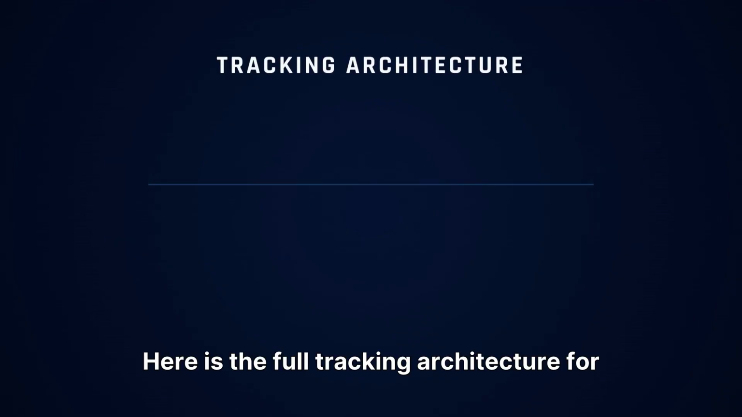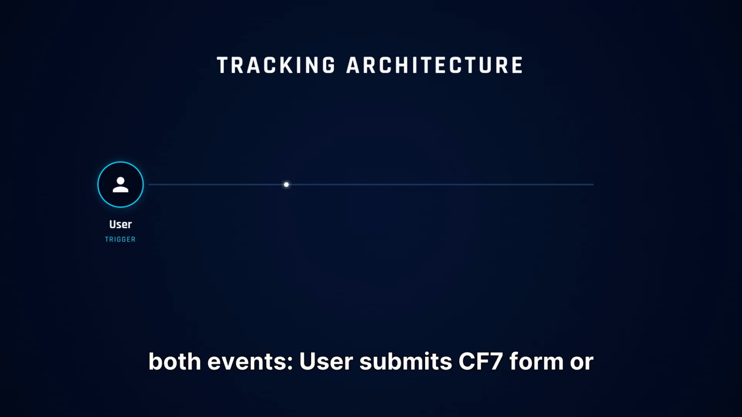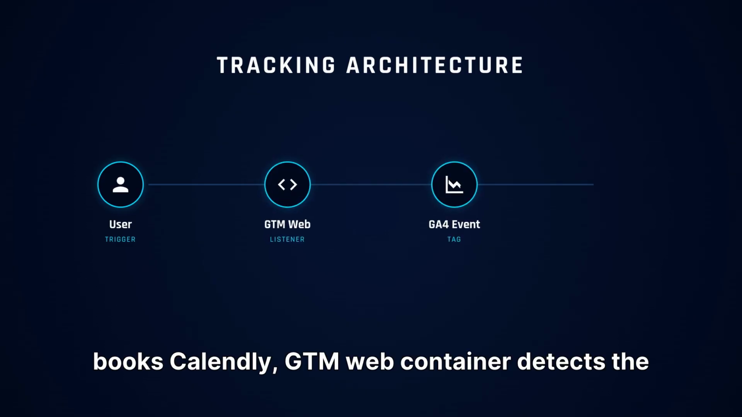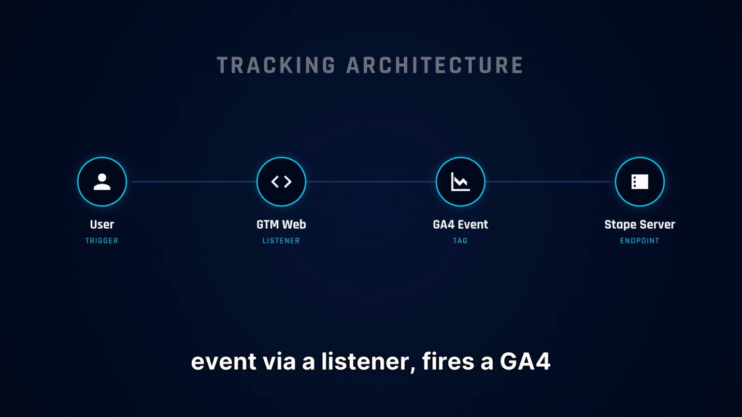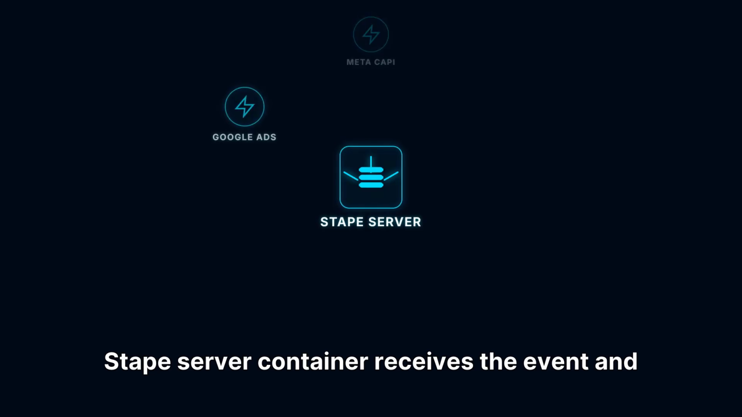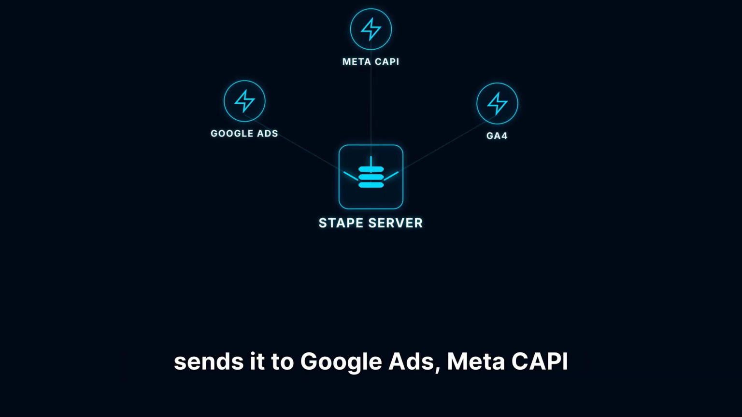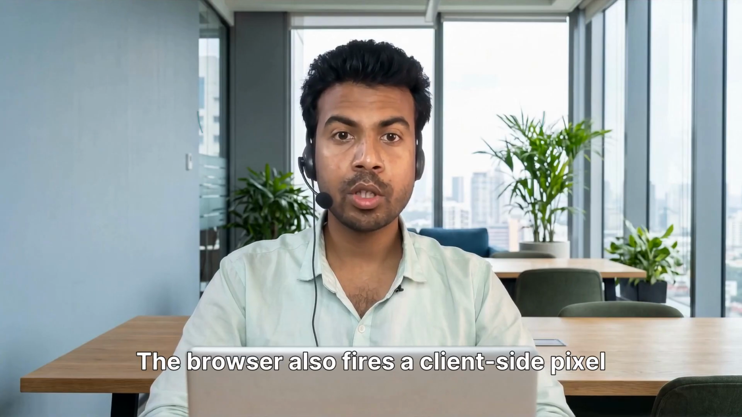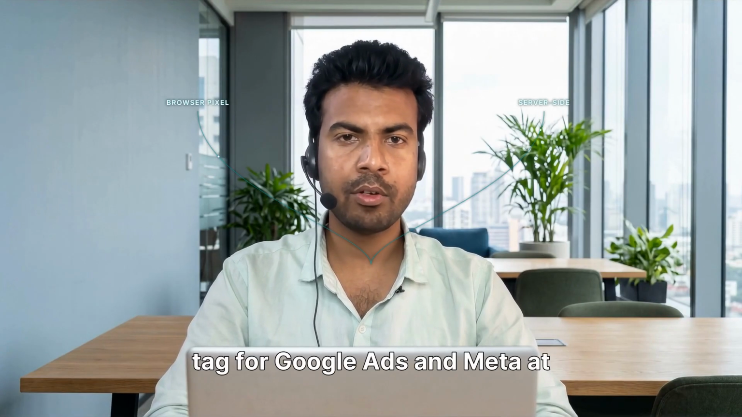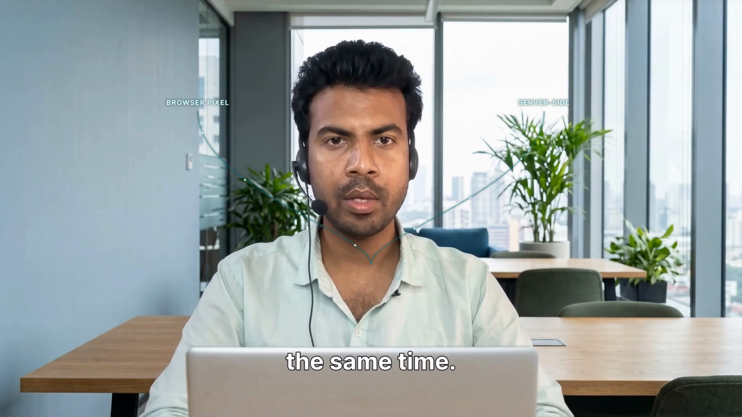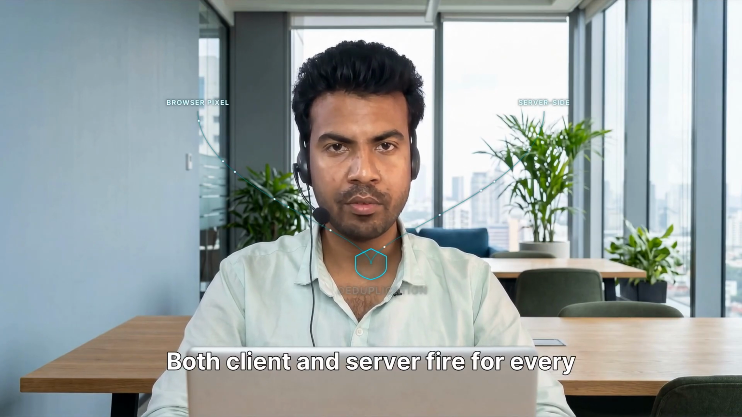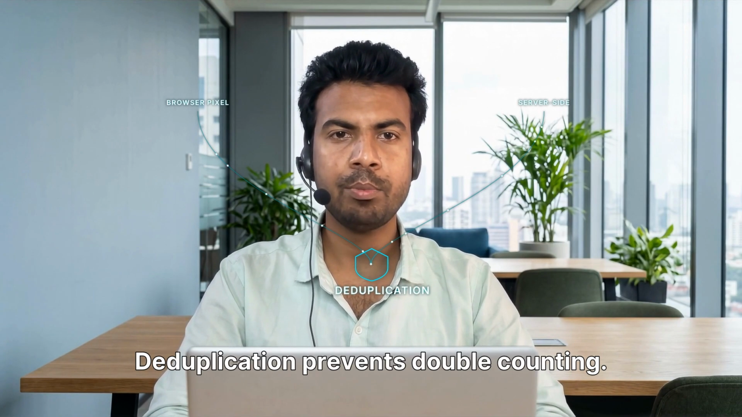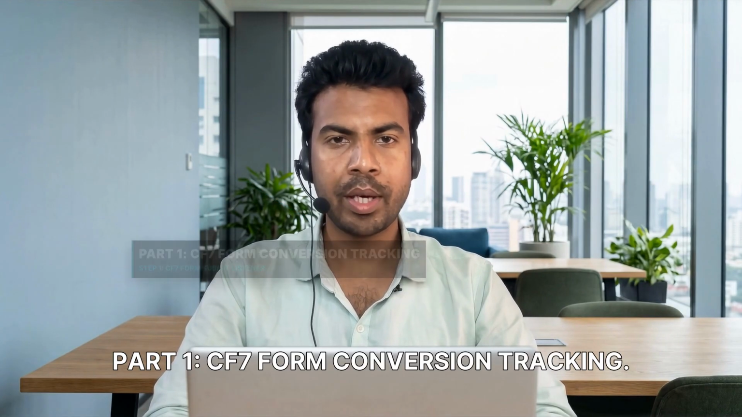Here is the full tracking architecture for both events. User submits CF7 form or books Calendly, the GTM web container detects the event via a listener, fires the GA4 event tag. Stape server container receives the event and sends it to Google Ads, Meta CAPI and GA4 simultaneously. The browser also fires a client-side pixel tag for Google Ads and Meta at the same time. Both client and server fire for every conversion. Deduplication prevents double counting.